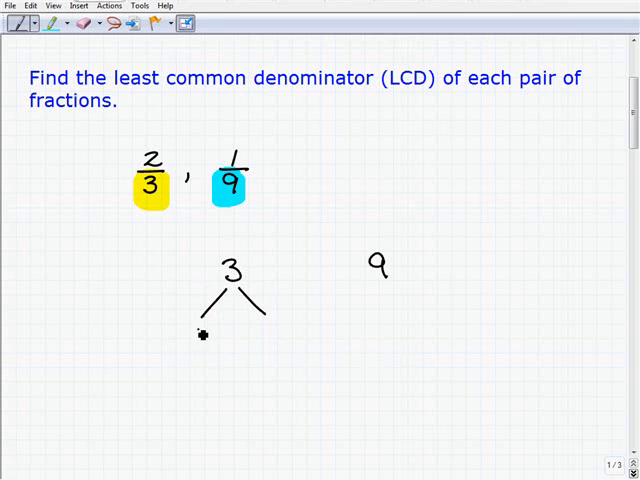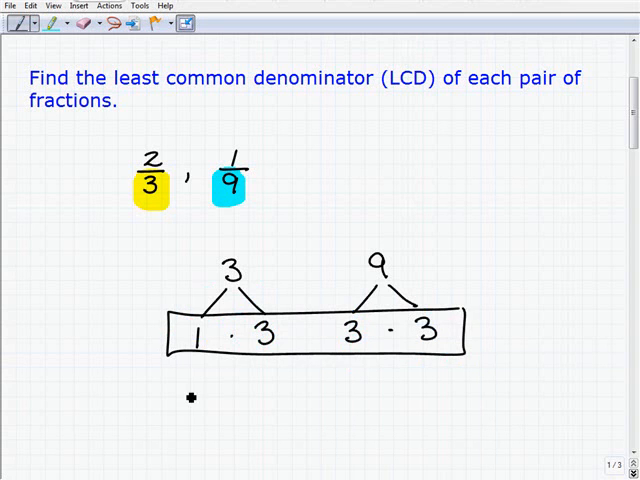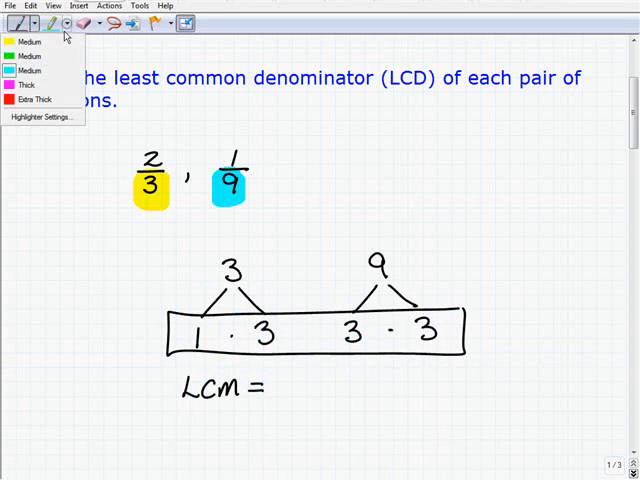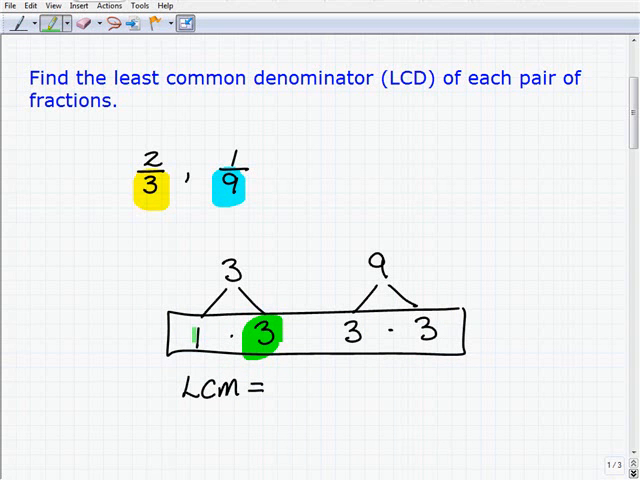Of course, 3 factors as 1 times 3, and 9 factors as 3 times 3. So these are the factors we have to consider. Our LCM will need a 3. We don't really need the 1 involved because 1 is almost an implied factor for everything, so you don't need to write it down. Here we have 3, and for the number 9, we write it as a power. So this is really 3 squared.